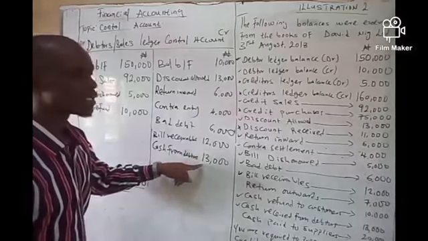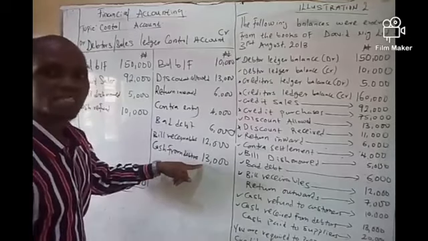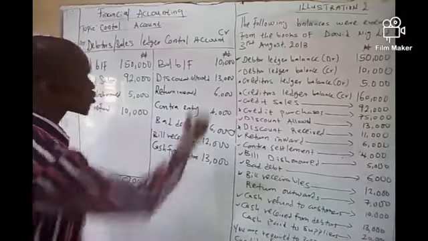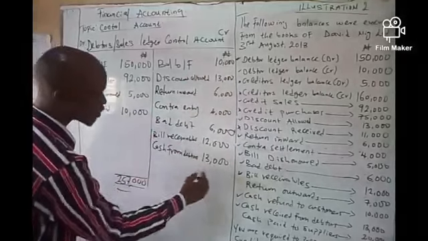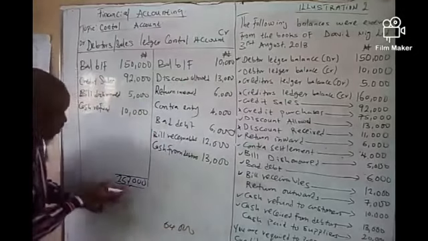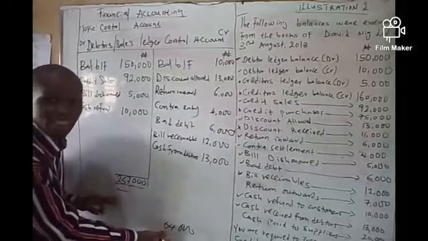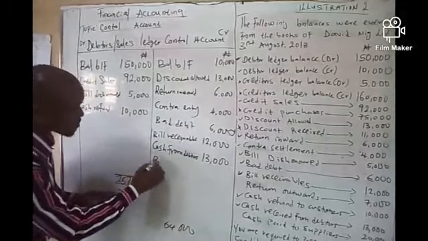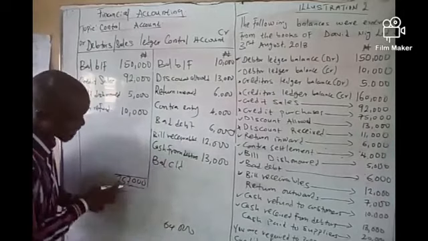51 plus 3, we have 54. 54 plus 10, we have 64. So the total credit side is 64,000. We have, let's put it down here, 64,000. Now 257 is greater than 64. Therefore, we now have a balance carried down of this minus this.